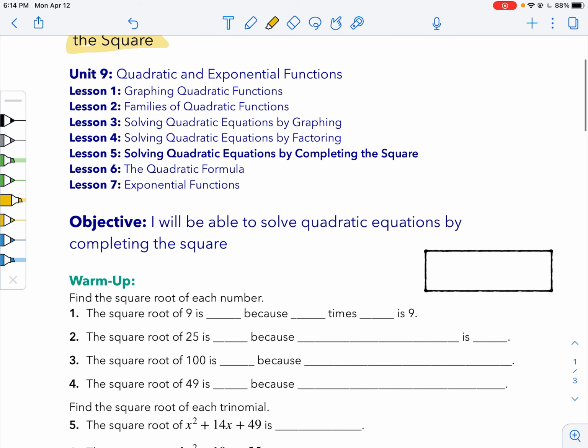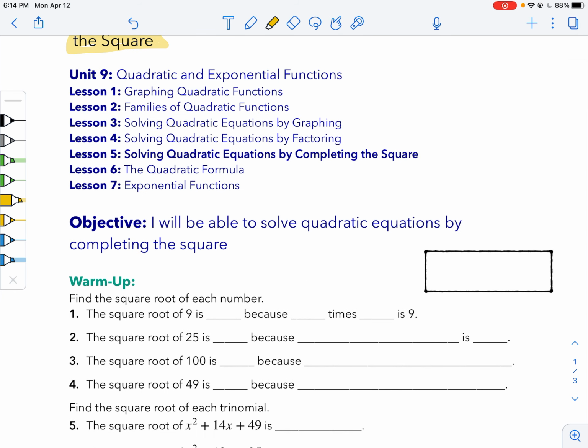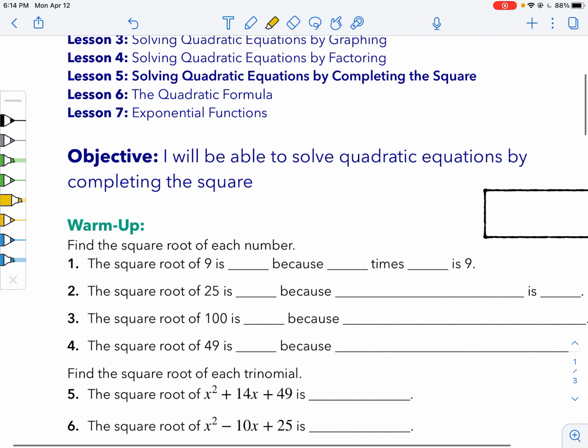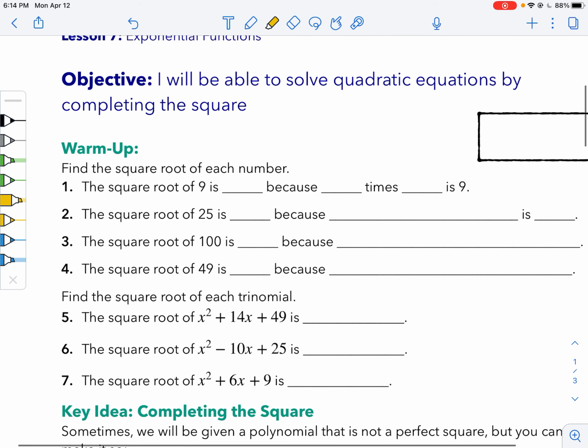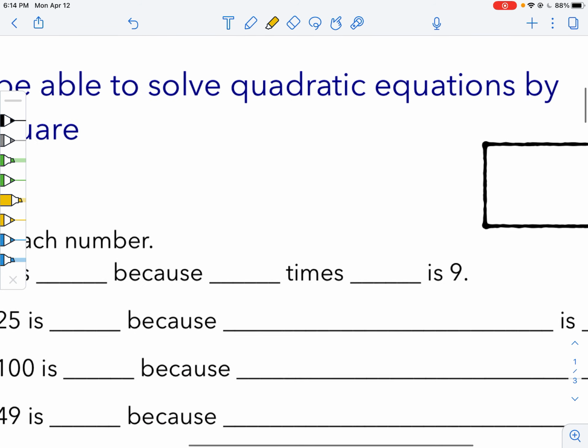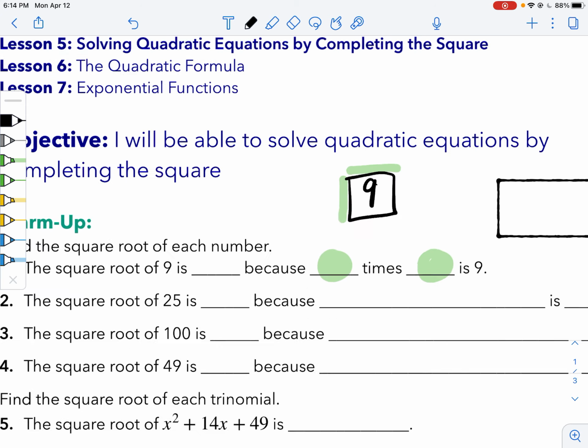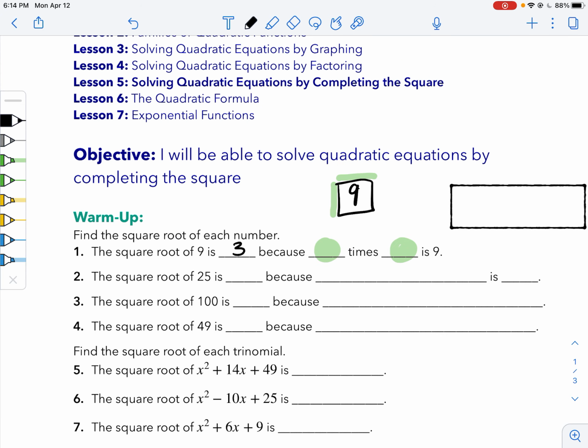By the end of the day, you'll be able to solve quadratic equations by completing the square. Let's do some basic examples right now. I'm trying to find the square root of 9, which means something times something equals 9. If I made a square and the area inside is 9, the side length has to be 3, because 3 times 3 is 9.